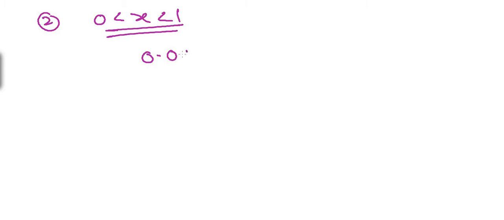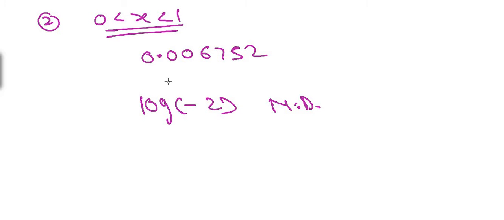Number 2. If a number is less than 1 but greater than 0. So the number is greater than 0 and less than 1. Let us consider one such number. Let us say 0.006752. Now why do we consider a number less than 1 and greater than 0? Log does not exist for negative numbers, like log of minus 2 does not exist. So there is no point in calculating the characteristic for negative numbers, and therefore we are considering a number less than 1 but greater than 0.